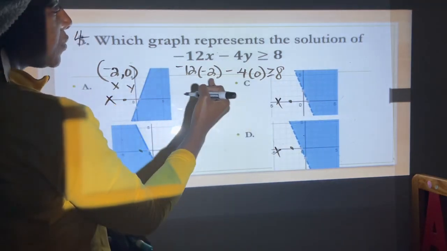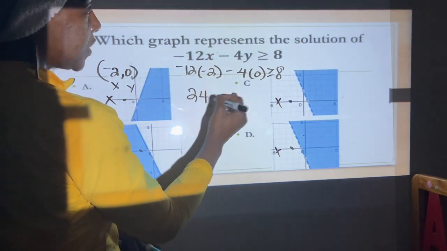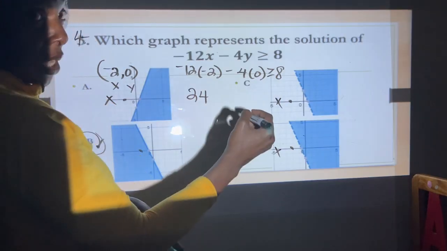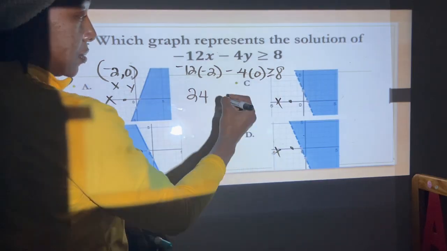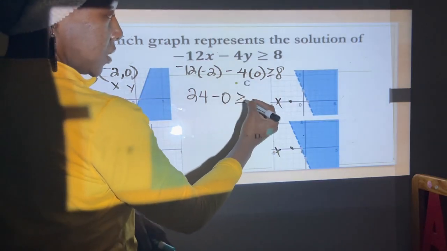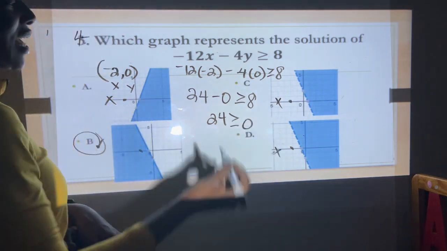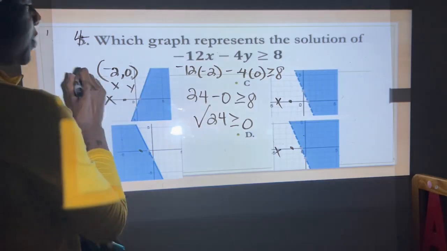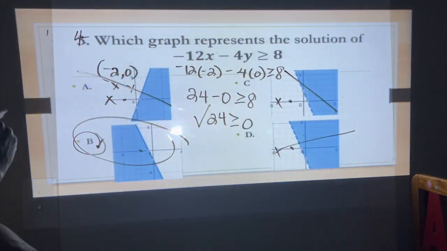Let's see. -12 times -2 gives us a +24. -4 times 0 is 0. So 24 plus 0 is 24, and 24 is greater than or equal to 8. That is true. Since that's true, it eliminates this one, this one, this one. B is the answer choice.